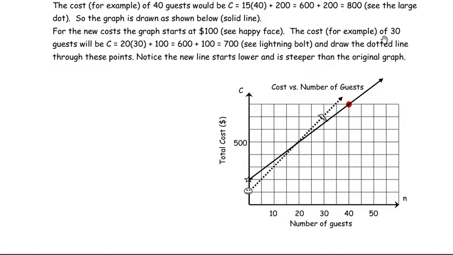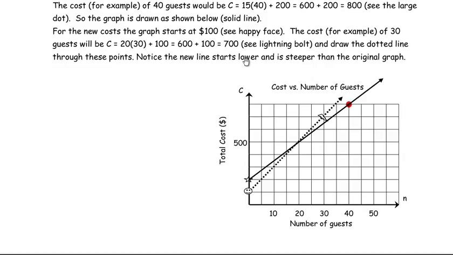So the cost, for example, of 30 guests would be 20 times 30. Remember, she's charging them $20 per person now, times the 30 guests, which would be $600, plus the $100 fixed cost, which is $700. And so there's my little lightning bolt there. 30 people would cost $700. So it starts at 100 and goes like that. The dotted line is the new cost structure line, the solid black one is the original.